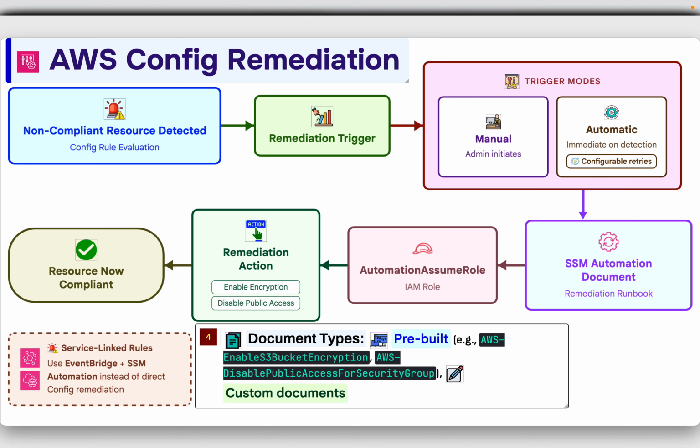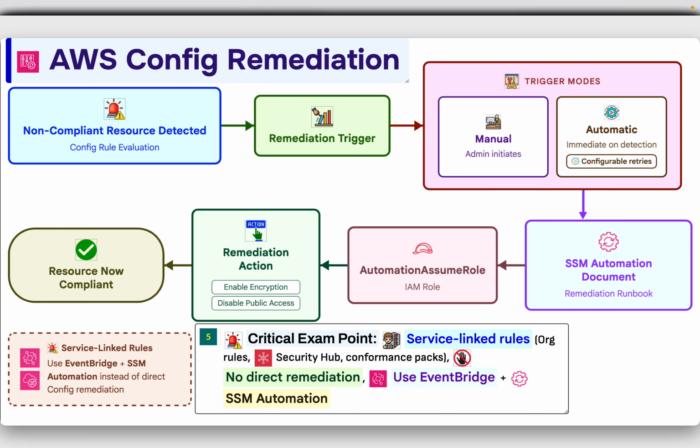And document types, you can use pre-built documents, for example, AWS-EnableS3BucketEncryption, AWS-DisablePublicAccessForSecurityGroup, or custom documents. One critical exam point: service-linked rules, for example, org rules and Security Hub conformance packs, allow no direct remediation. Use EventBridge plus SSM Systems Manager automation instead.